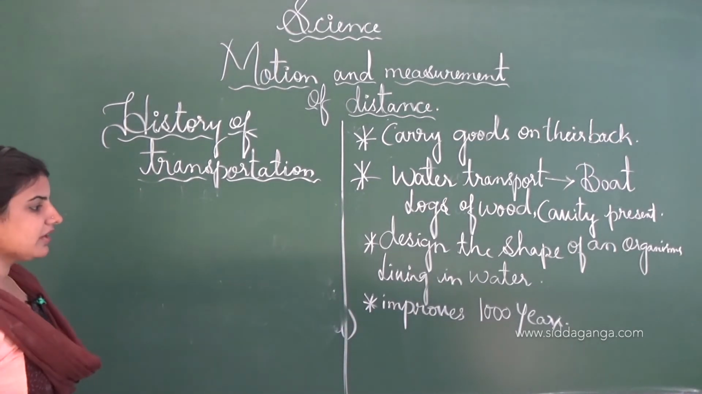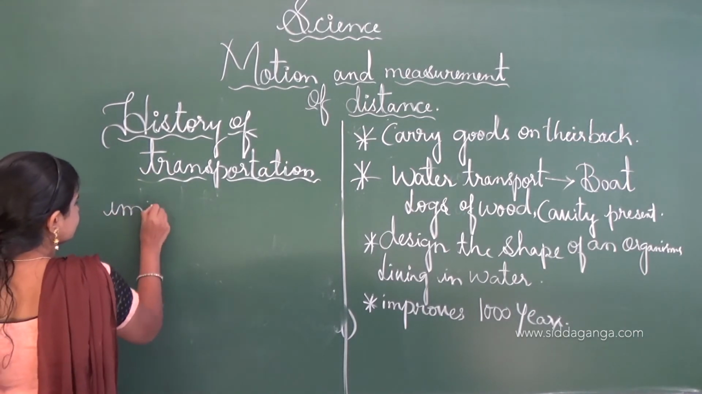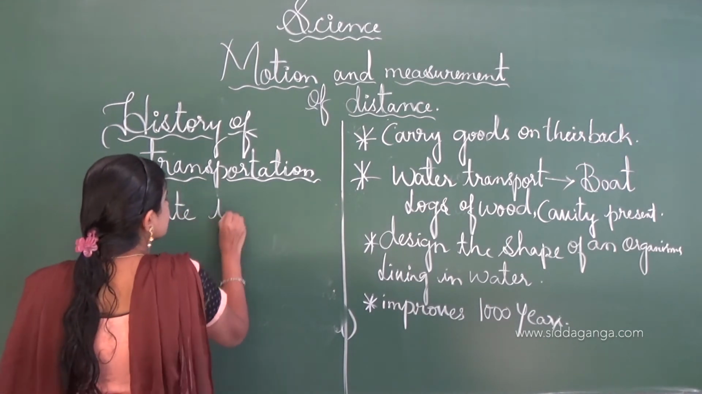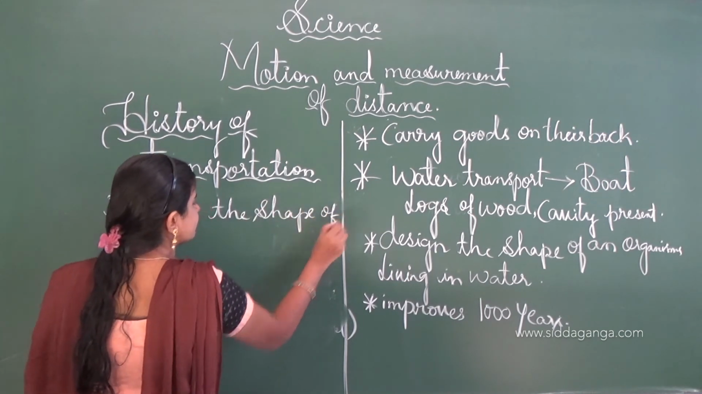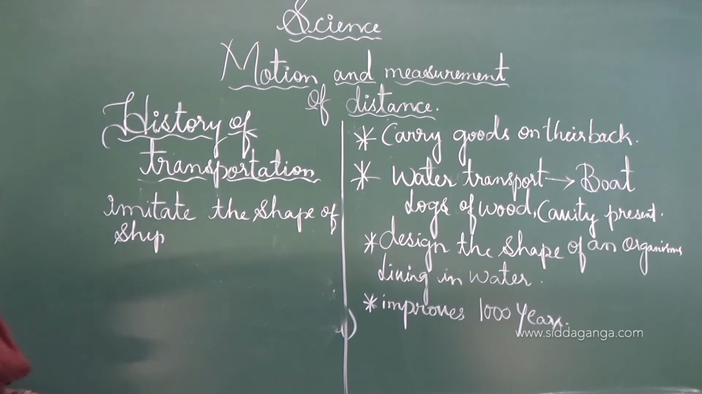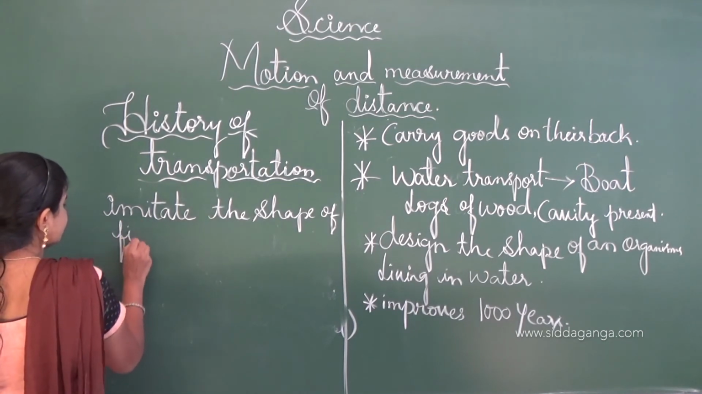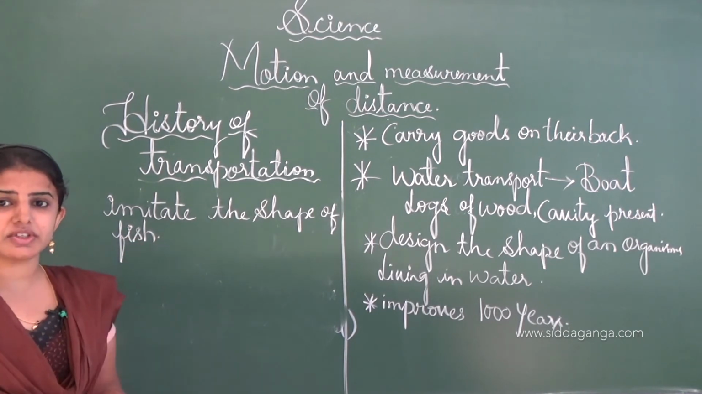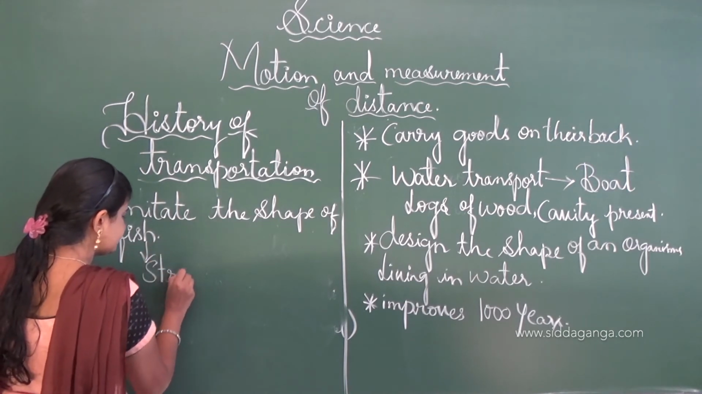And also they will imitate the shape of the ship, imitate the shape of a fish or any living organisms which are present in the water. And usually the fish is having the streamlined structure.